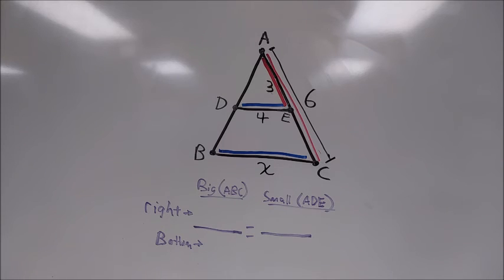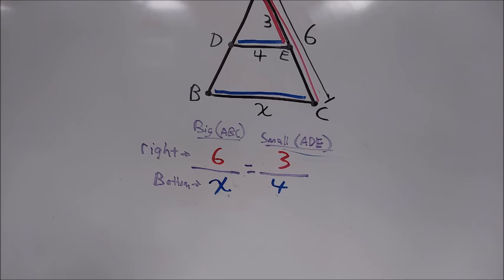So we'll arrange the proportion so that the lengths of the sides on the right will go on top, and the lengths of the sides on the bottoms of the triangles will go on the bottom. For our first ratio, we'll use the measurements of the big triangle, ABC, and for the second ratio, we'll use ADE, the smaller triangle. So our proportion tells us that 6 over x equals 3 over 4.